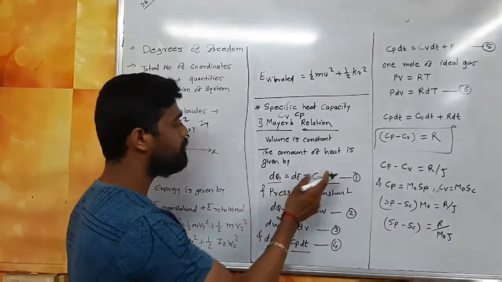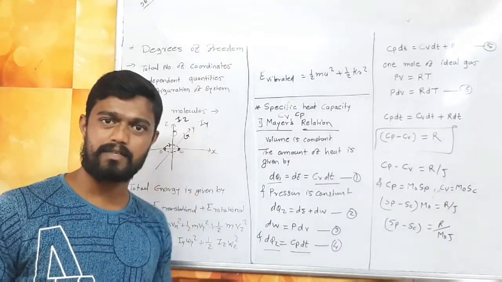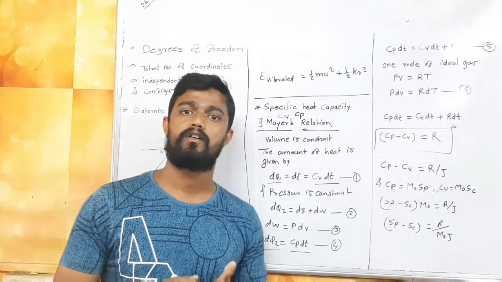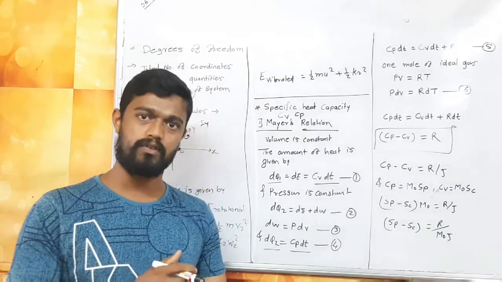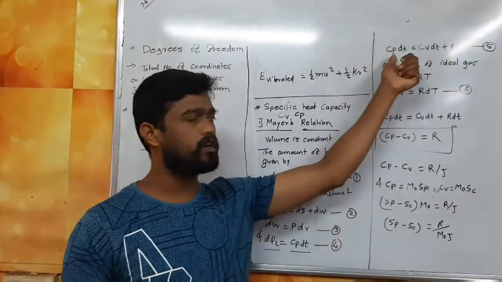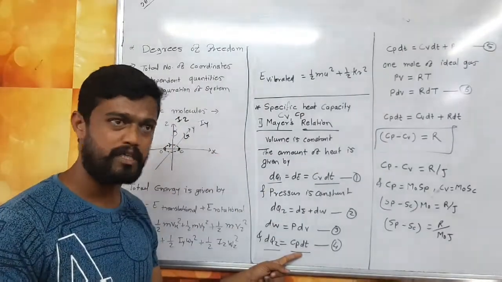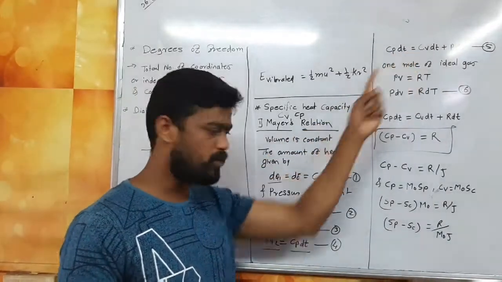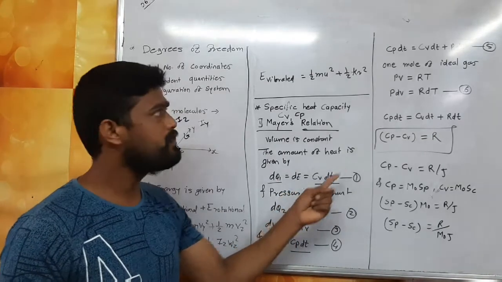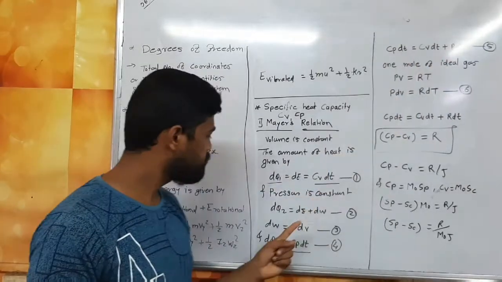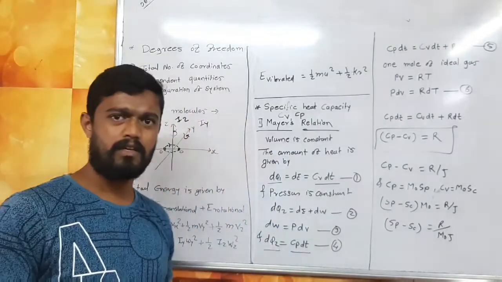So now put the values of equations 1, 3 and 4 in equation 2. Then you replace dQ2 by Cp dT. So I replace here: Cp dT is equal to dE, which is equal to Cv dT. So I write here Cv dT plus dW, which is equal to PdV. Equation number 5. Just I rearrange this.